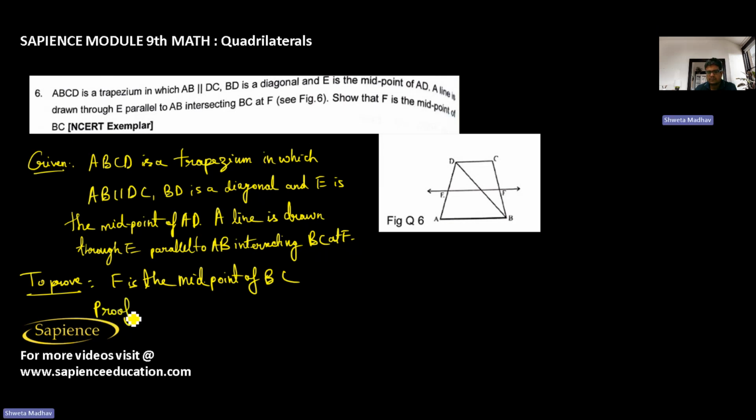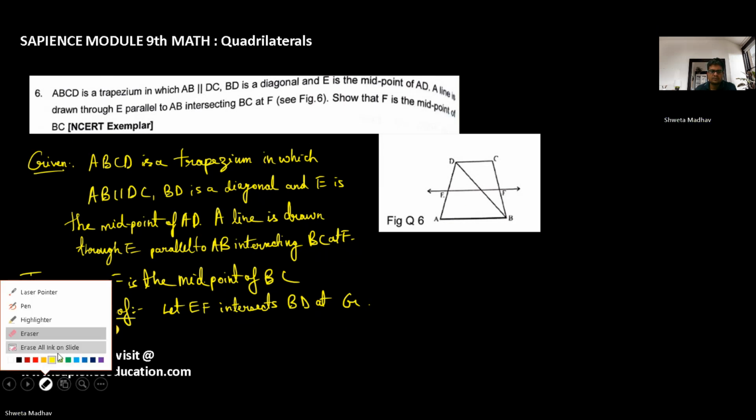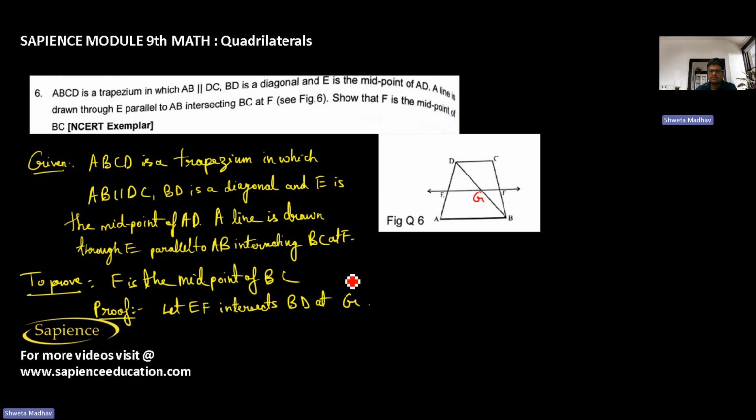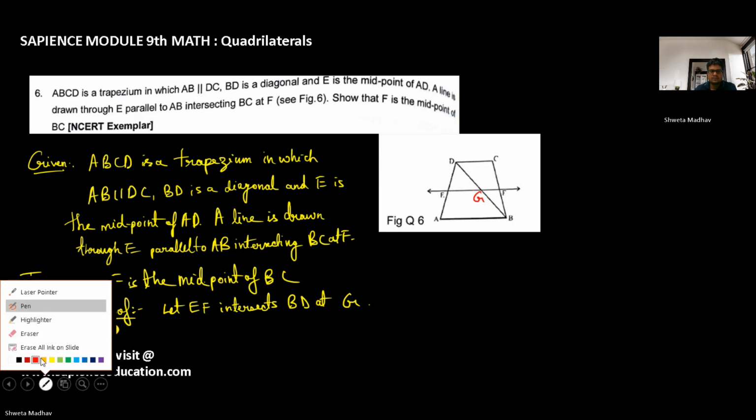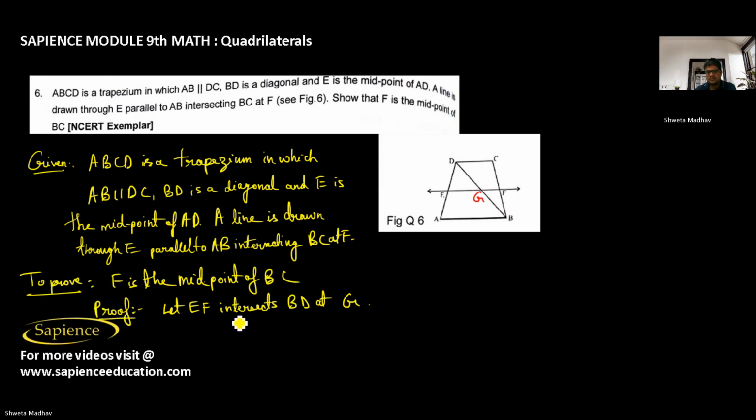So then we'll get the proof. Here we will say that let EF intersect the diagonal BD at the point G. This point is G, suppose. So then I will say now that EF is parallel to AB, which is parallel to DC, since it is given.